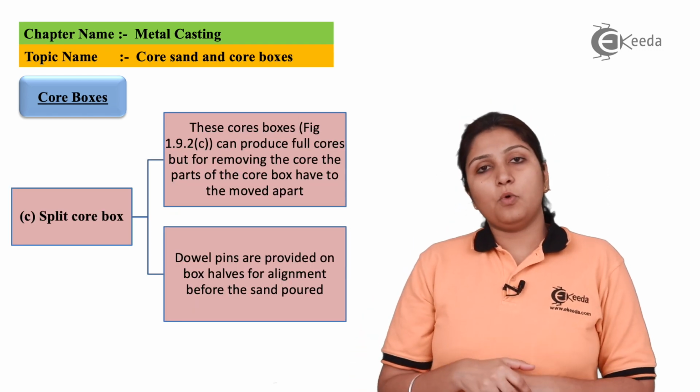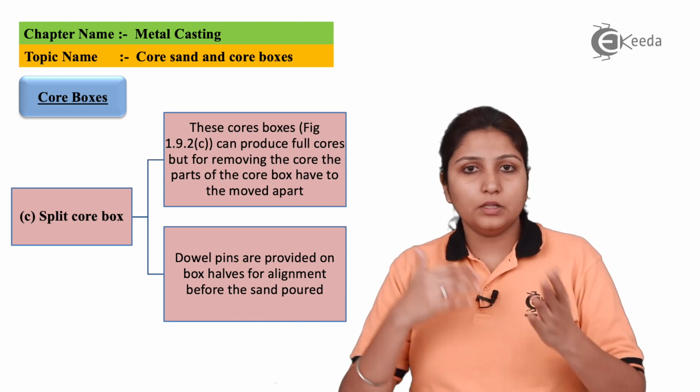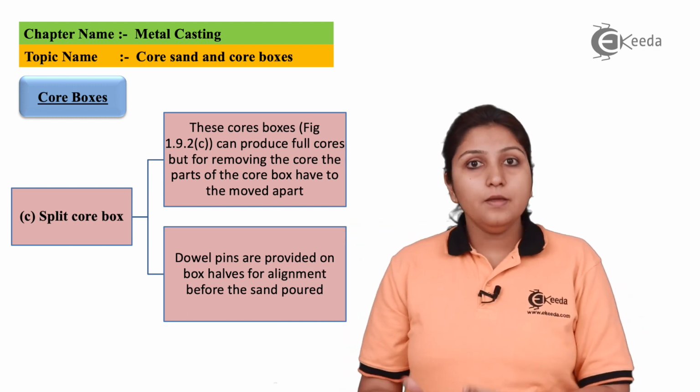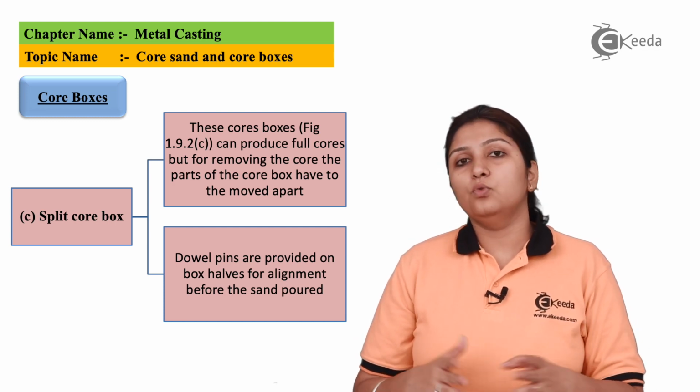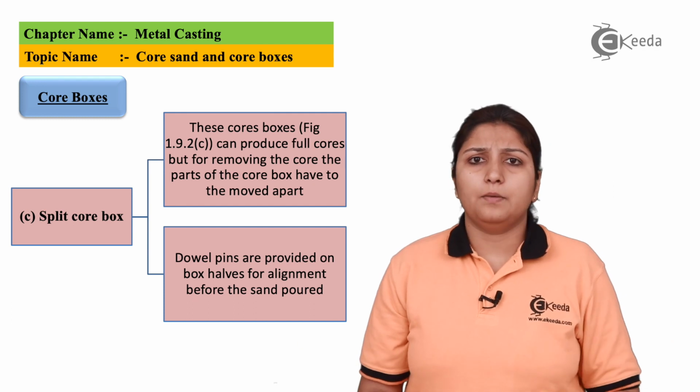So the next core box is the split core box. A split core box is made up of two half boxes, which you can see in the diagram in the next slide. A split core box consists of two core boxes. One half is in one part, the second half is in the second part.